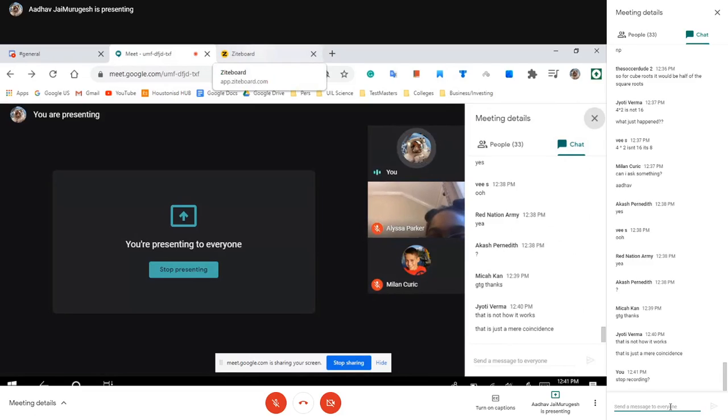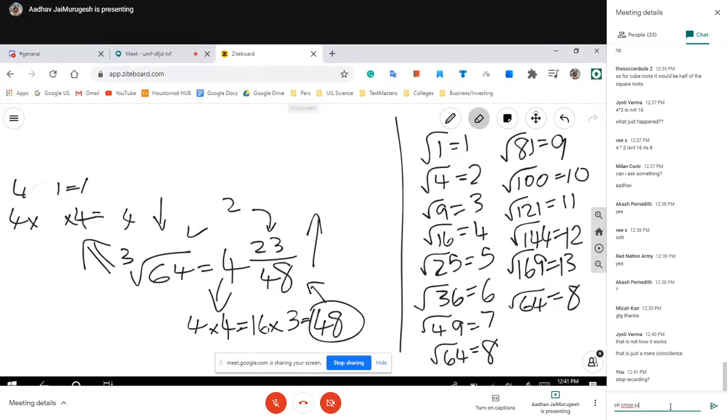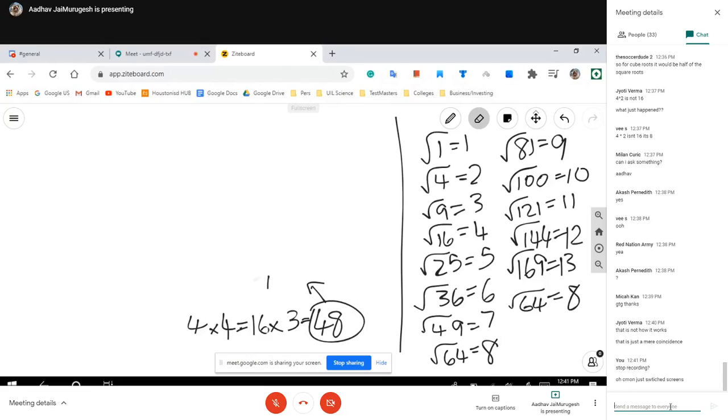Okay, that's pretty good. Hopefully everyone got this: how to do square roots, how to do cube roots, and how to multiply two-digit numbers below 20 by each other.